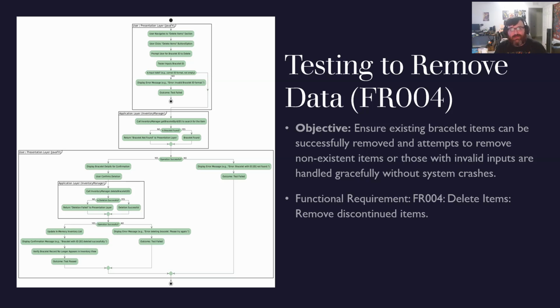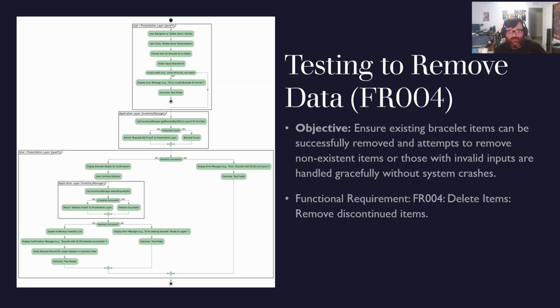If it was properly validated, it would move on to the application layer where it calls up the inventory manager to search for the bracelet. If it finds it, it says yes, the bracelet was found. If it's no, it will send back the bracelet not found message to the presentation layer.